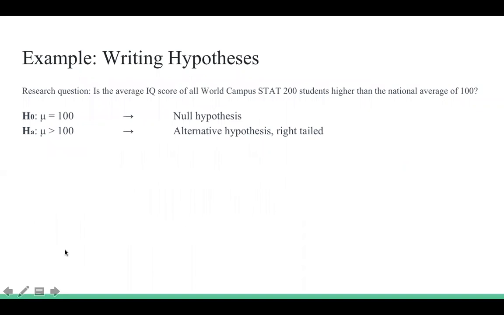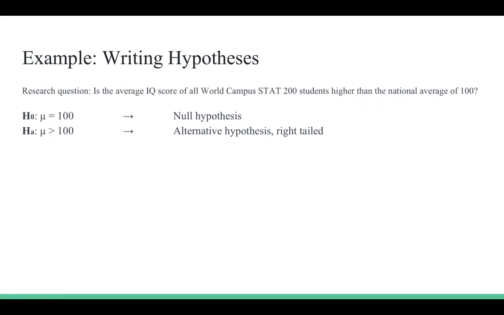Okay, so here's an example of actually writing your hypotheses when you're given a question. Is the average IQ score of all World Campus Stat 200 students higher than the national average of 100? First we need to find a null hypothesis and an alternative hypothesis. First we're going to identify what population parameter we need to use. The key word here is the third word, average IQ score. Average here indicates that we're going to be looking for a mean, so we're going to be using mu.